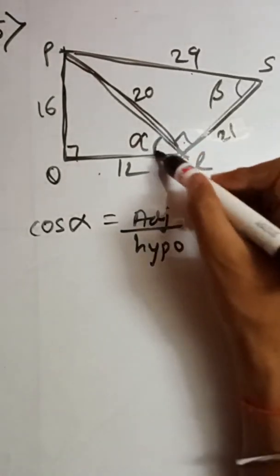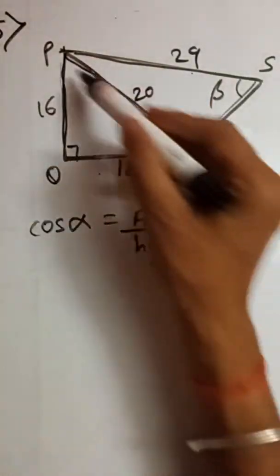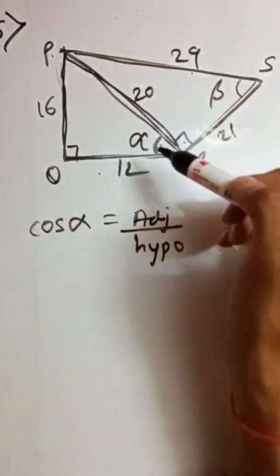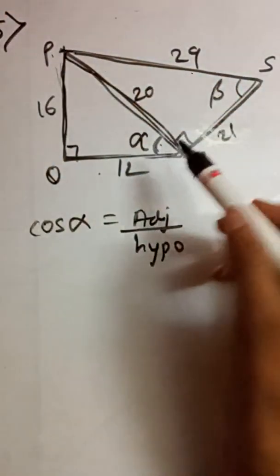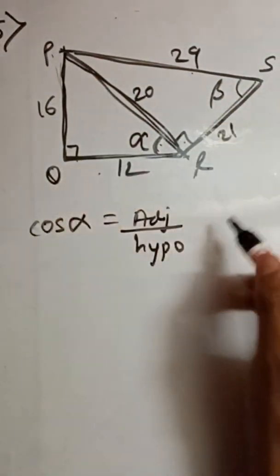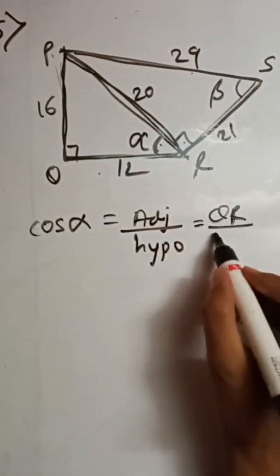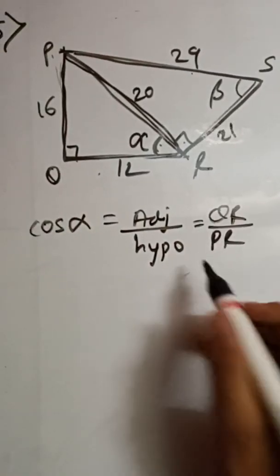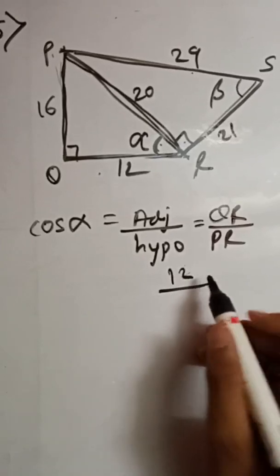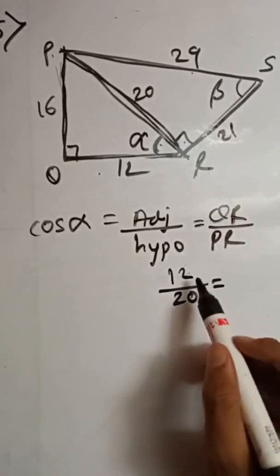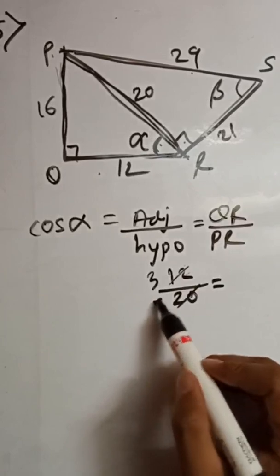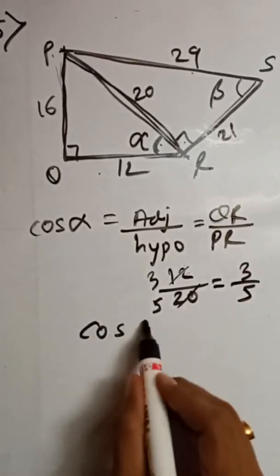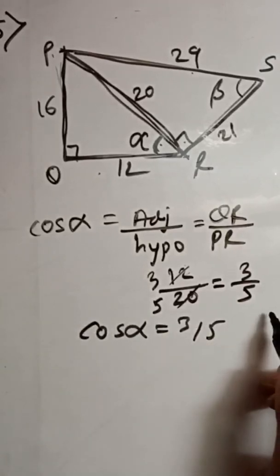So here is the alpha angle. This is the triangle with the 90 degree angle. What is opposite to alpha? PQ. The hypotenuse is PR. So the adjacent will be QR. So it is QR upon hypotenuse PR. What is QR here? 12, and PR is 20. So 4 threes are 12, 4 fives are 20. So you will get the answer as 3 upon 5. So cos alpha is 3 upon 5.